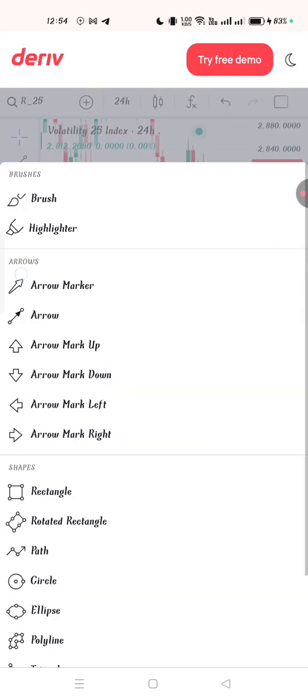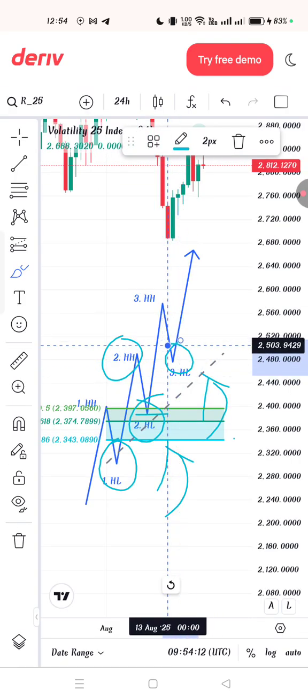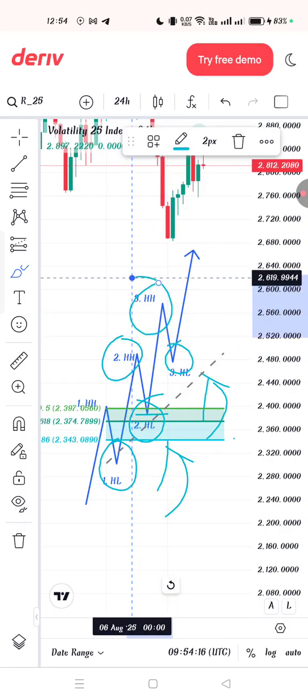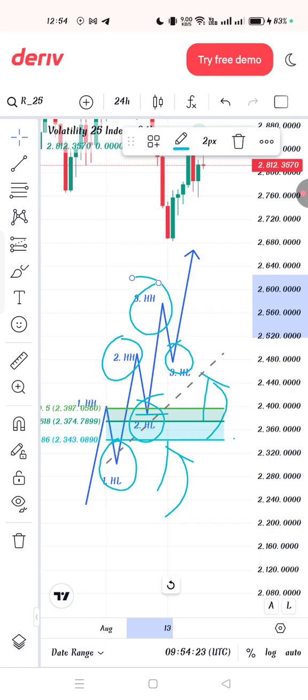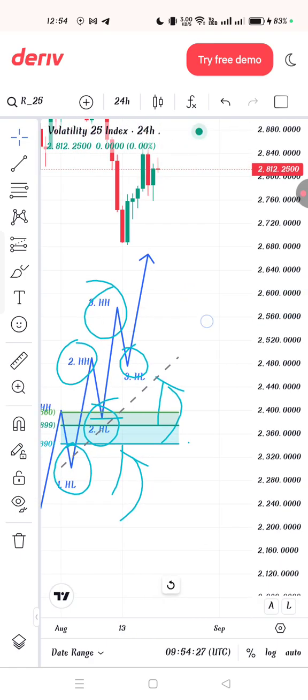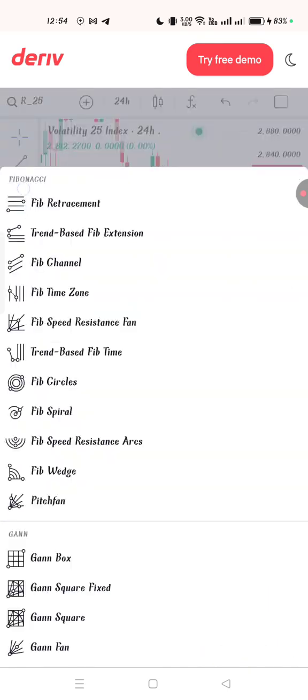So again, how do you find your third higher low? You just repeat the same procedure, because you know we have this third higher high and we have the second higher low, but we don't have the third higher low. So how do you find the third higher low? It is very simple. Just repeat the same procedure I have showed you.